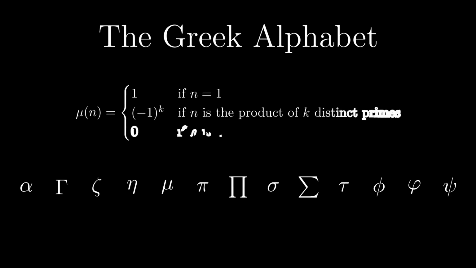We use mu for the Mobius function, which is defined to be 1 for n equal 1, minus 1 to the kth power if n is the product of k distinct primes, and 0 if n is divisible by a square bigger than 1.